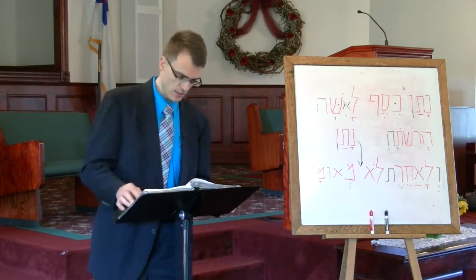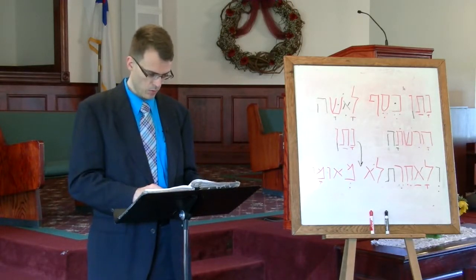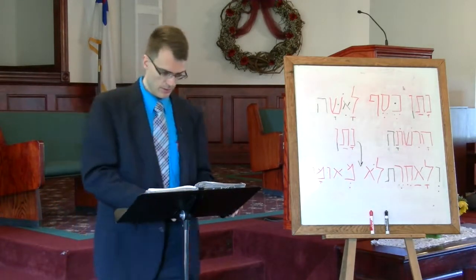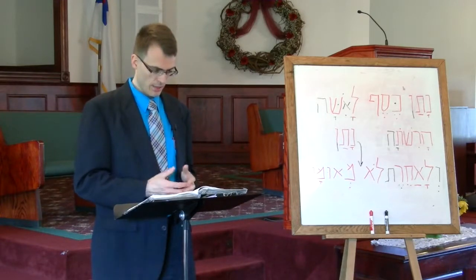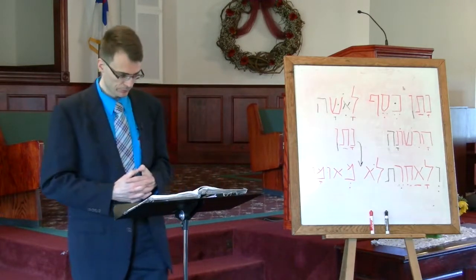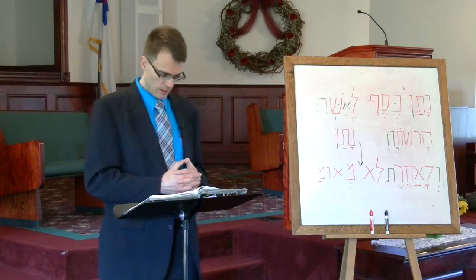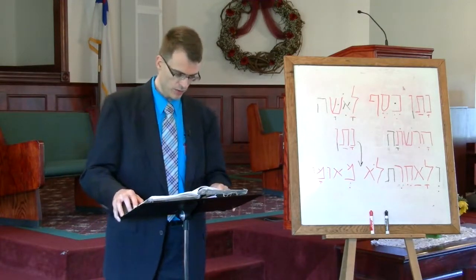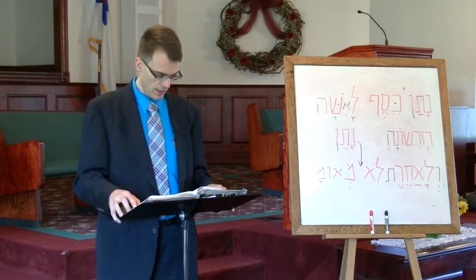Here you have the independent or subject form of the personal pronoun. And this is common enough, it really ought to be memorized. And you can kind of see why. So you have ani, I, or anoki, also means I, two different forms of saying I.